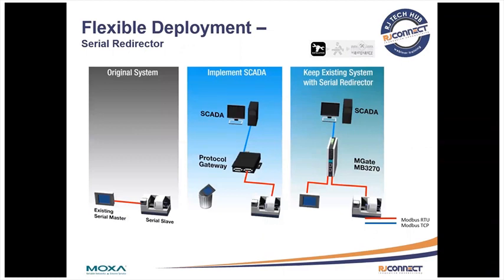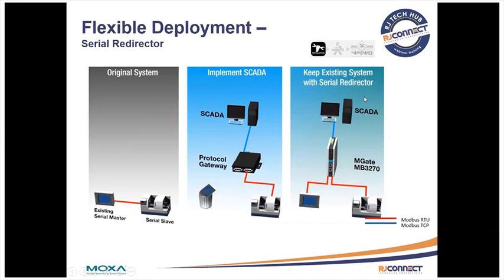Another unique feature of the Mgate 3000 series or 3270 is the serial redirector function. So in a legacy system, we'll find that the machine was controlled by an existing serial master, which was an HMI, for example. Traditionally, we had to use a protocol gateway to convert the machine's RTU protocol to TCP, and we could not connect to that machine using the serial master anymore.